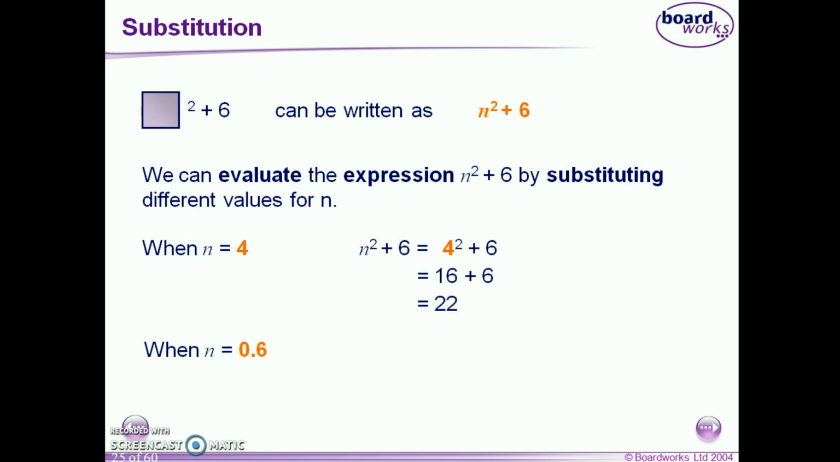Next, when n is equal to 0.6, we can evaluate n squared plus 6, which is 0.6 to the power of 2 plus 6, equal to 0.36 plus 6, then the answer will be 6.36.